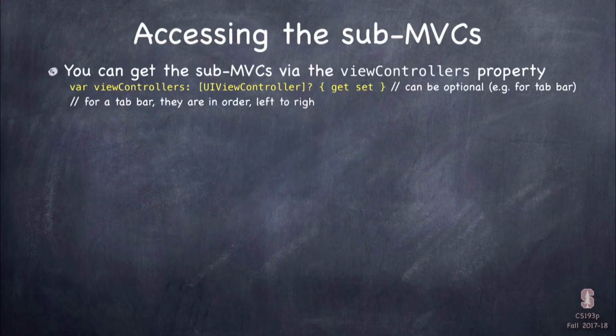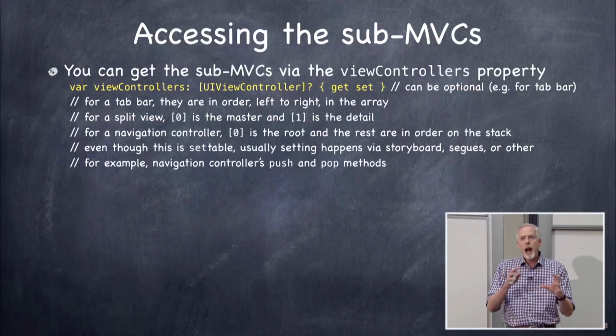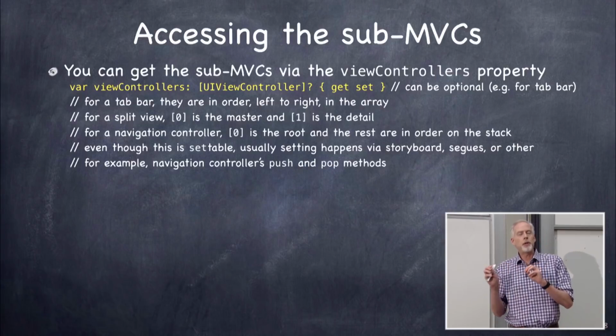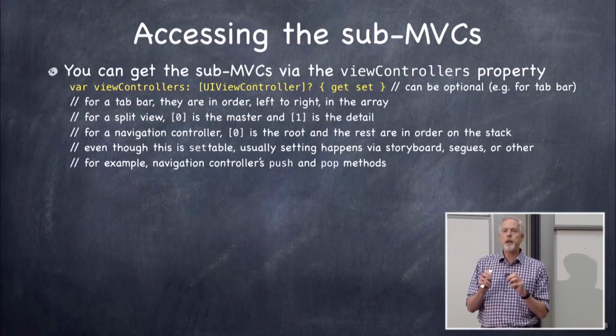Okay, so those are the 3 kinds of MVCs of MVCs. How do you get at them? Okay, it's really easy actually. Each of those 3 different kinds of MVCs has a var called view controllers. It's just an array of view controller.